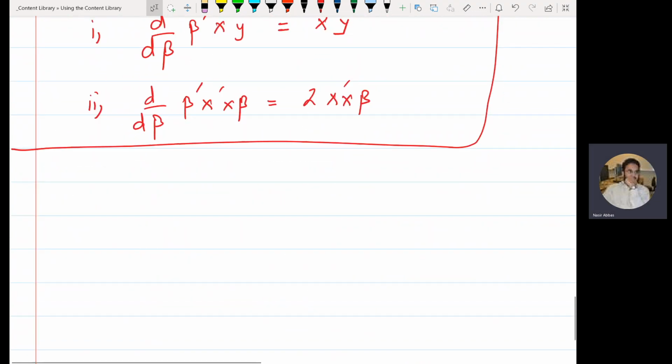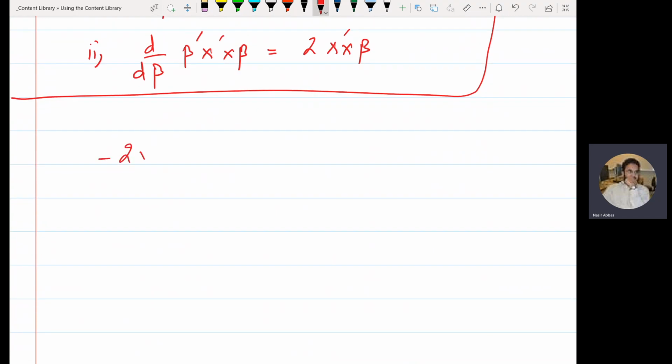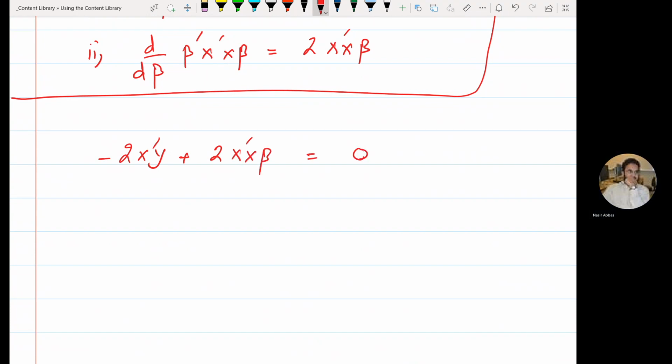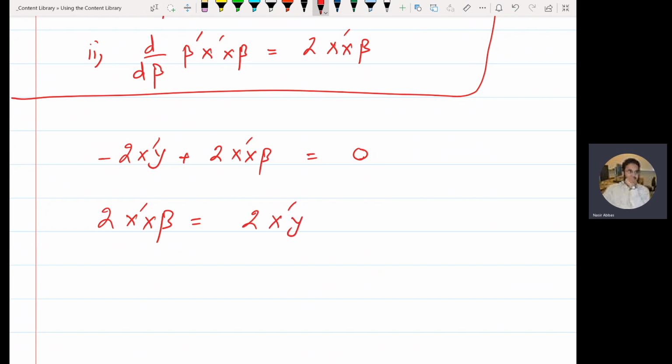So let us put it equal to 0 and you have what? Minus 2x prime y plus 2 times x prime x beta equals 0. And I take this thing to the right side and I will have 2 times x prime x beta equals 2 times x prime y. 2 cancels out. Clear? And beta will be what? X prime y times x prime x whole inverse. Correct?